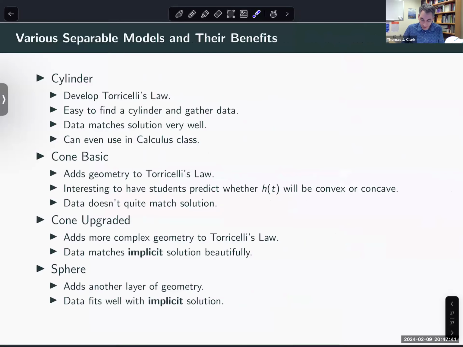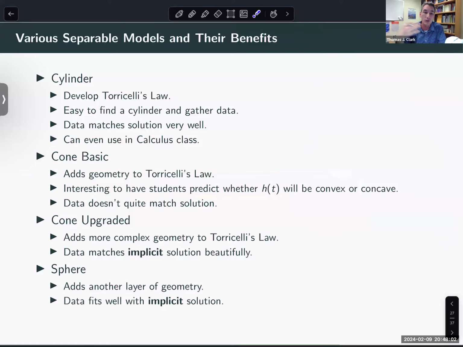So just a couple of things to summarize here. For the cylinder, you can talk about Torricelli's law. Very easy to do this in class. I've done it in Calculus 1 before. I've done it in Calculus 2, depending on when you do a little bit of this modeling. But the model's straightforward enough.